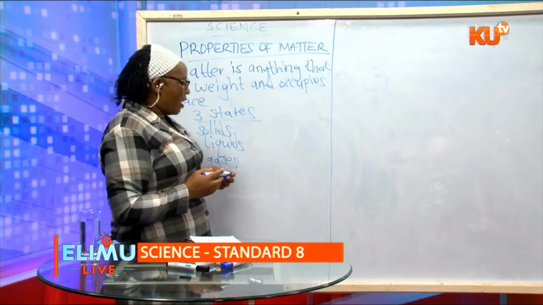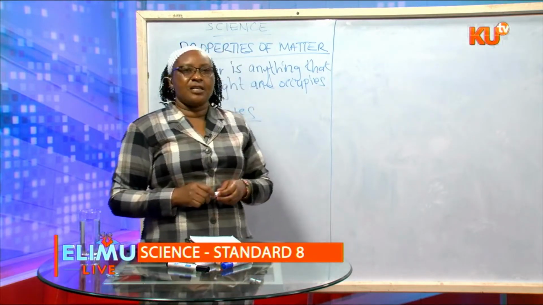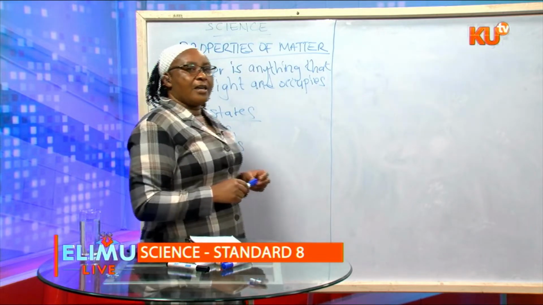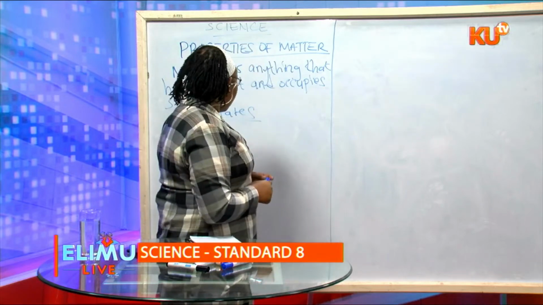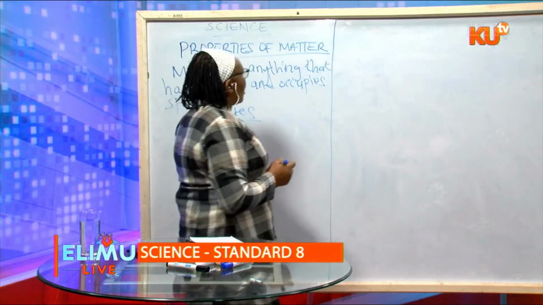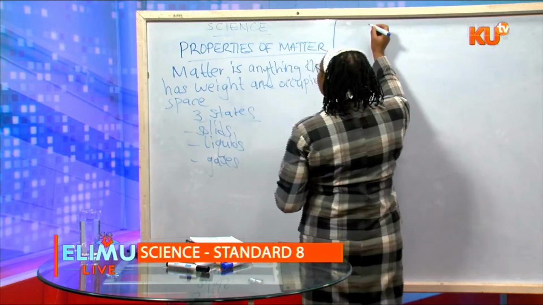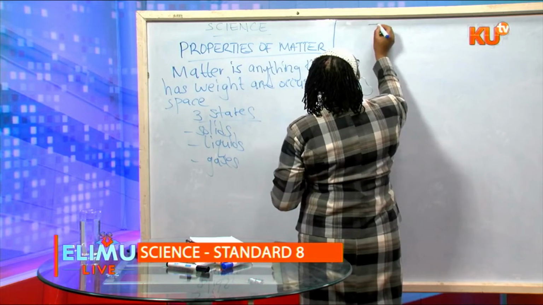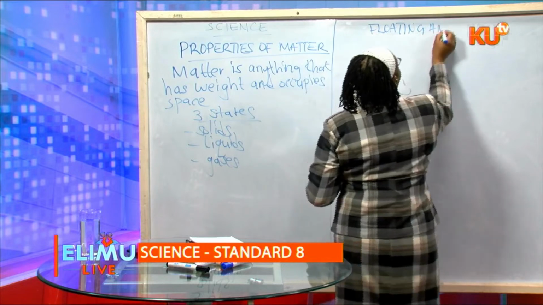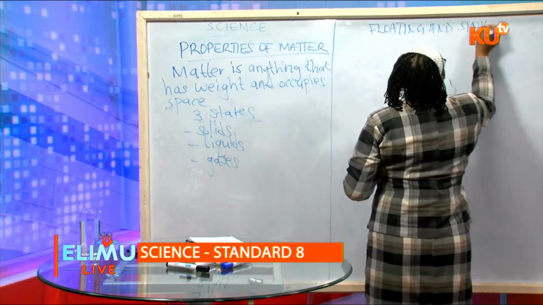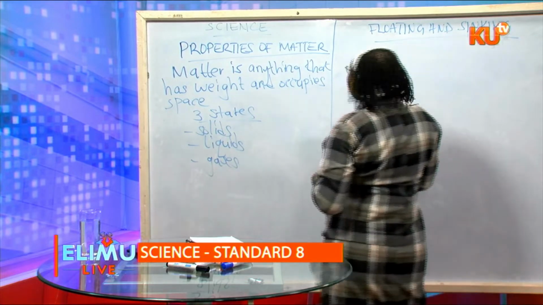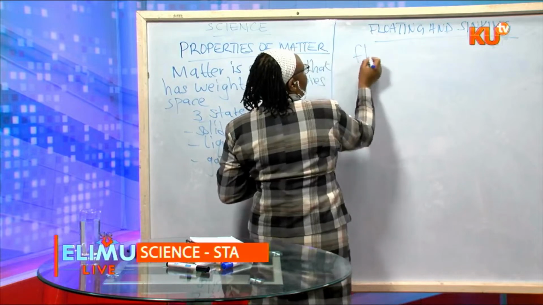Now, as we talk about the topic floating and sinking, we are going to consider the three states of matter as we investigate the various aspects of floating and sinking. So, our topic from the topic properties of matter is floating and sinking. Floating and sinking is our topic for today. So we start by asking ourselves what is floating.